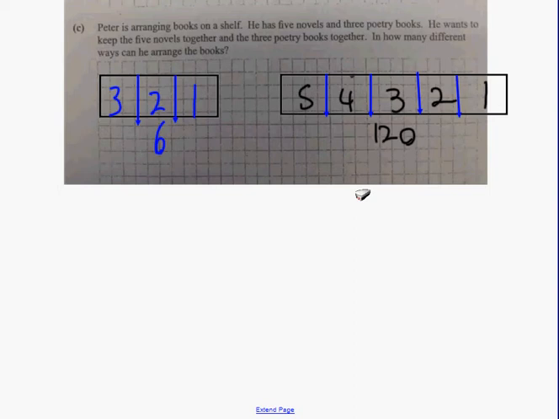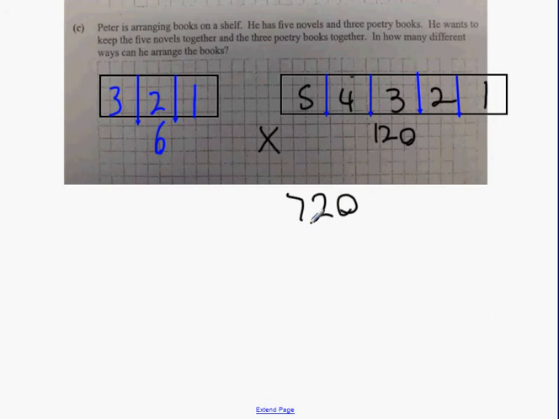fundamental principle of counting. You have 6 ways of doing the poetry books, and you have 120 different ways of doing the novels. How many combinations are there in total? 720. Now, 720 is half the answer.